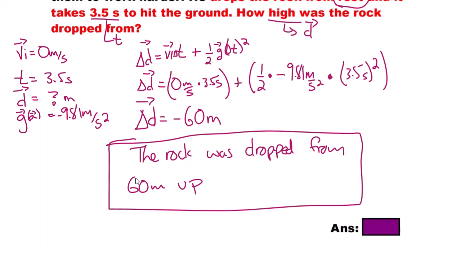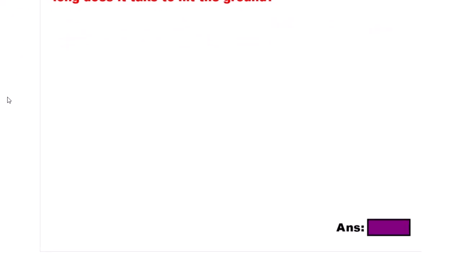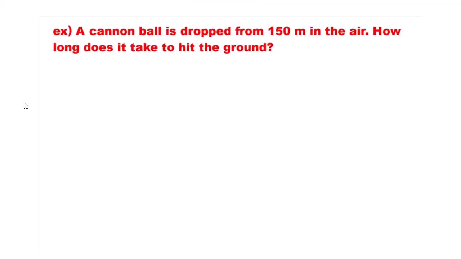There's my answer. Okay, let's try another one. A cannonball is dropped from 150 meters in the air. How long does it take to hit the ground? So let's see what kind of information I have. If it's dropped, that means that its initial velocity is 0 again. From 150 meters in the air, that's the displacement. How long, that's the time, does it take to hit the ground?